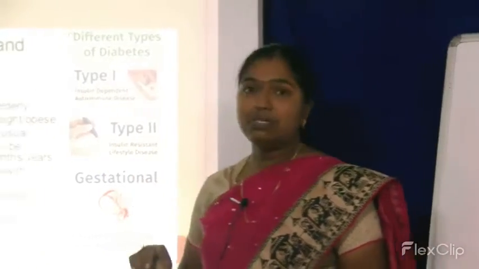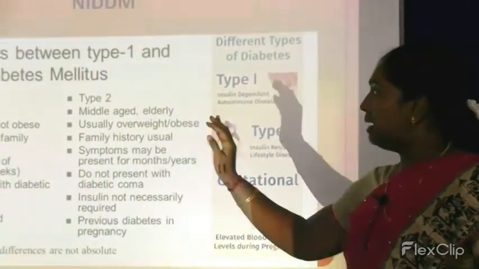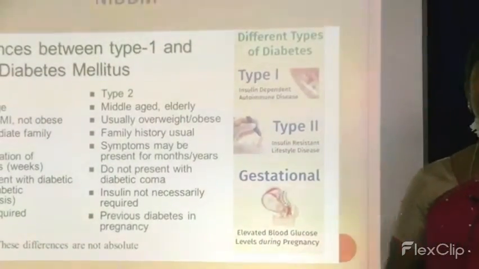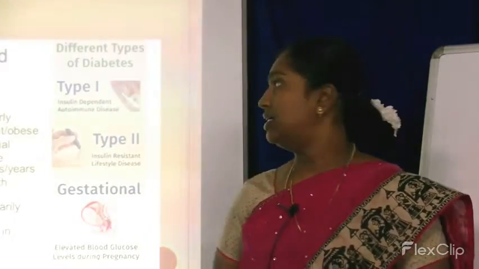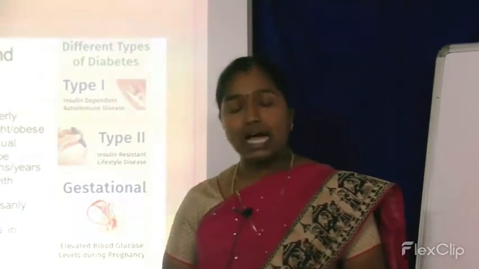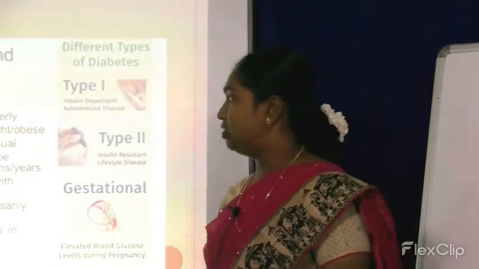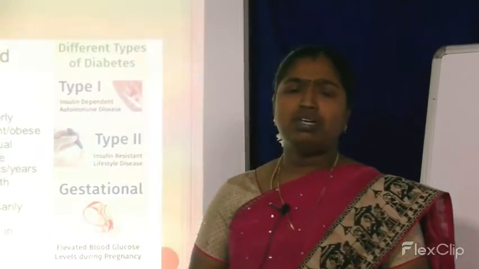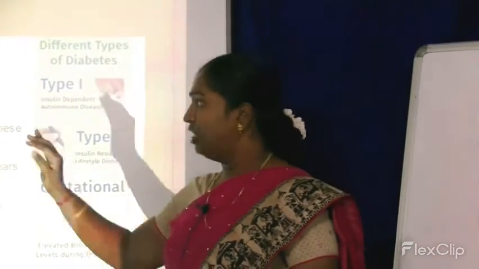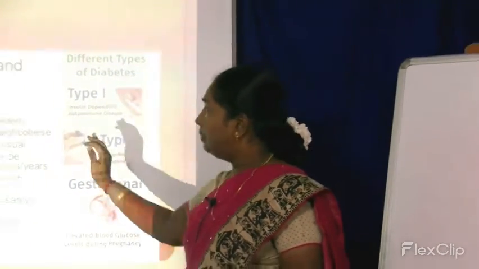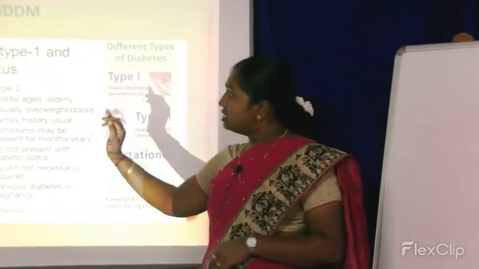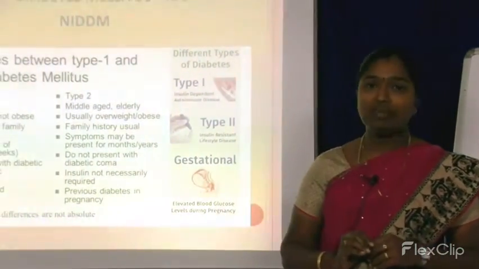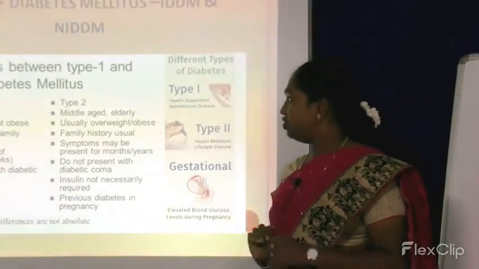So here is the difference between type 1 and type 2. Type 1 occurs at a younger age. It is otherwise called IDDM, that is insulin-dependent diabetes mellitus, also called juvenile diabetes mellitus. Type 2 occurs in middle age or in the elderly. Here, young children are usually underweight or have a normal BMI, not obese. Here, the adult or elderly person is usually overweight and obese. Type 1 usually does not have any family history, while type 2 usually has a family history.